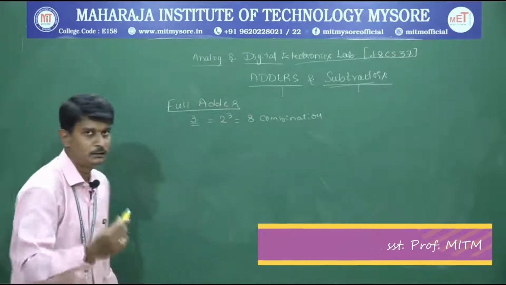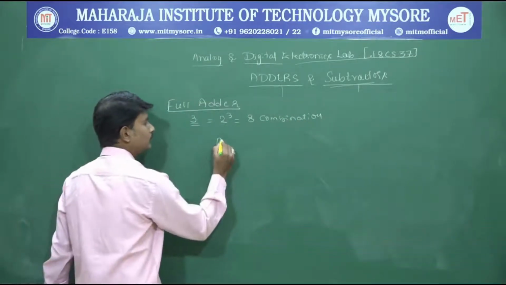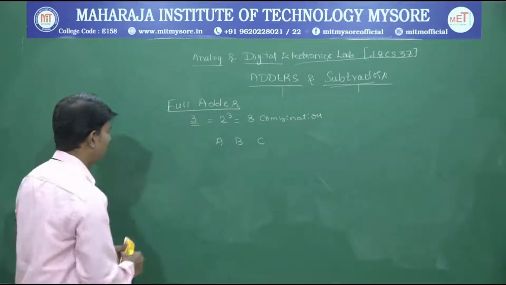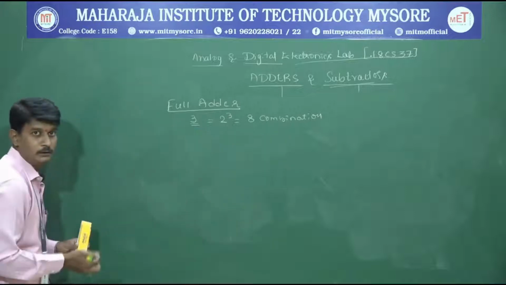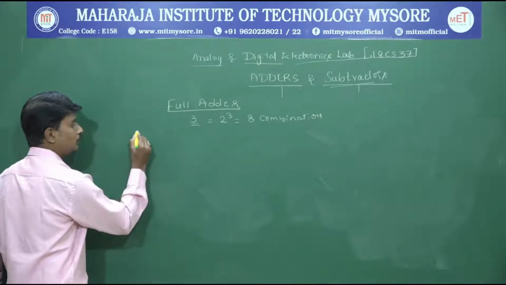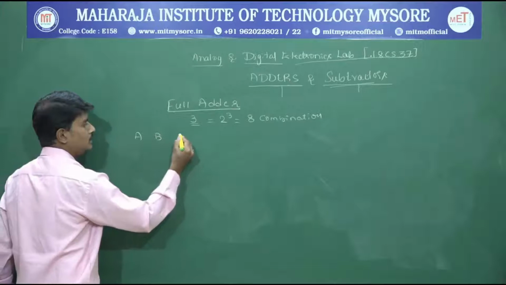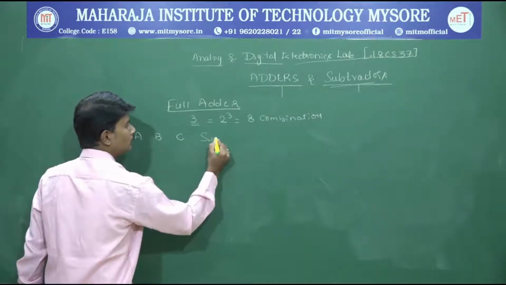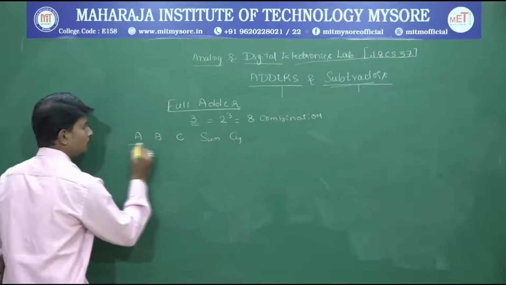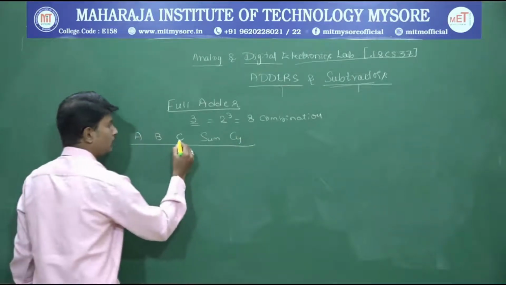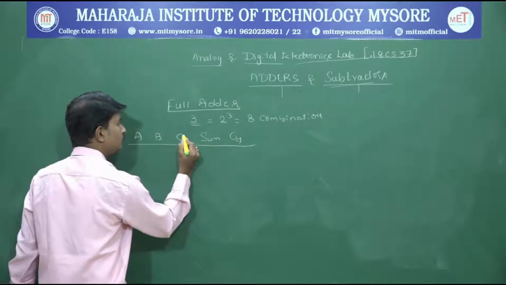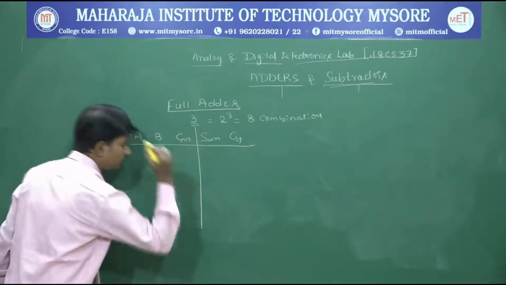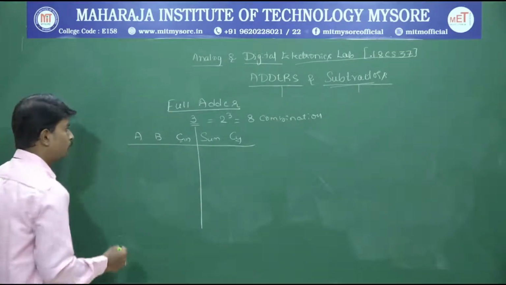Now let's write a truth table for that. Let's name the variables as A, B, C. I'm sorry, I'll write down from here. Hope it is visible. Let's take A, B, C, and the two outputs are sum and carry. If you are getting confused, then you can just rename it as Cin and Cy. So that will make a difference for that input and output.